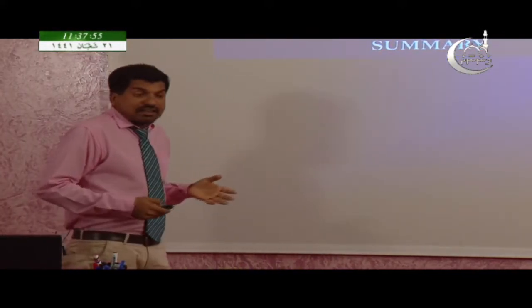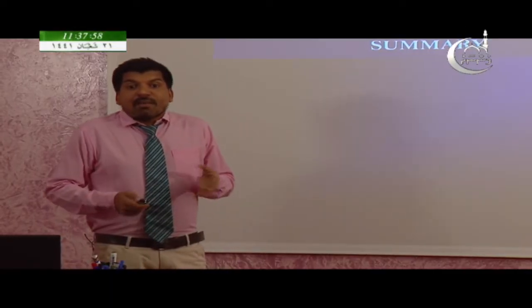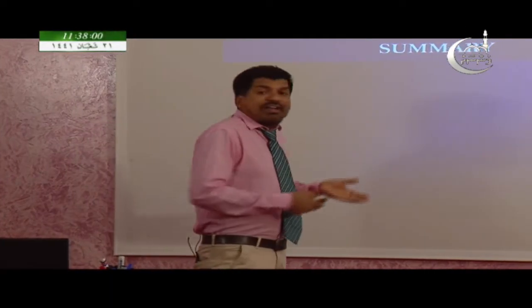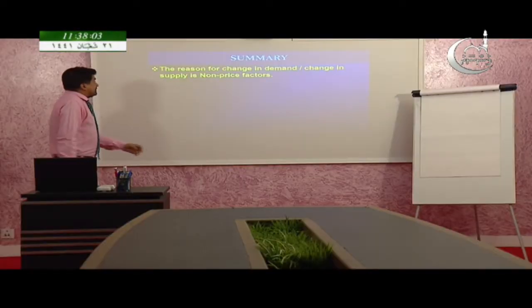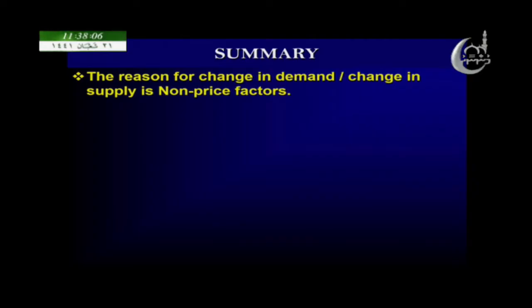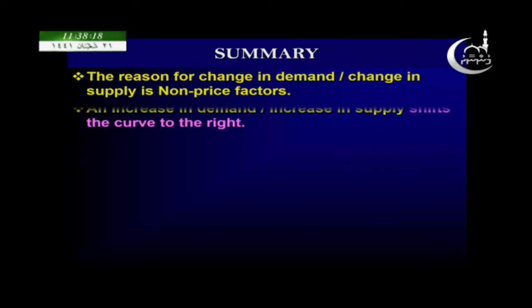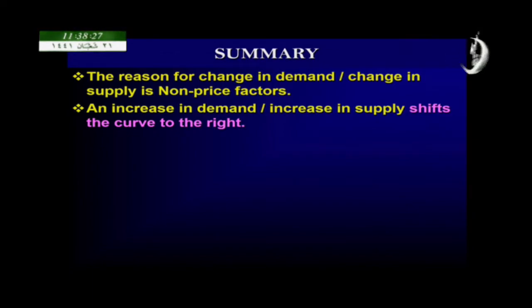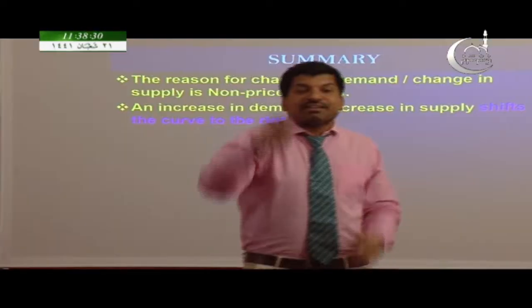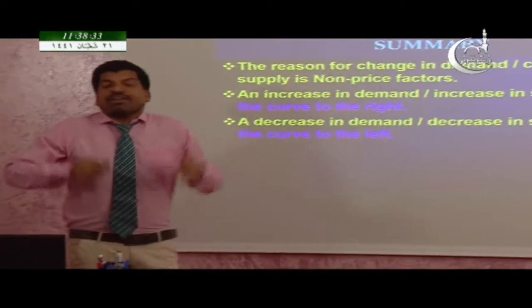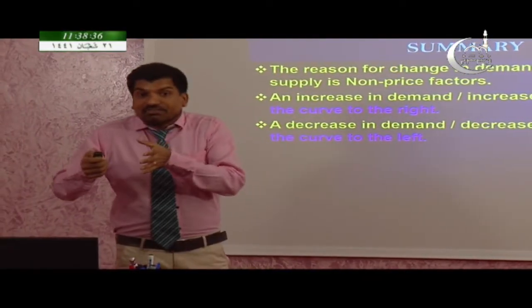So this is very important information about the market equilibrium. Let's have a quick look at the summary of the previous lesson. The reason for a change in demand and a change in supply is non-price factors, of course. Due to non-price factors only, the demand might increase or decrease, or supply might increase or decrease. An increase in demand or increase in supply shifts the curve to the right, no matter which one. And a decrease in demand or decrease in supply will shift the curve to the left.